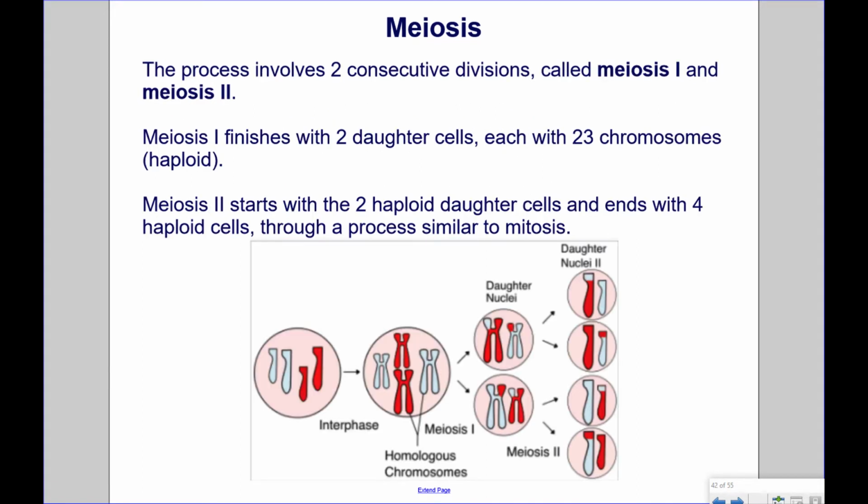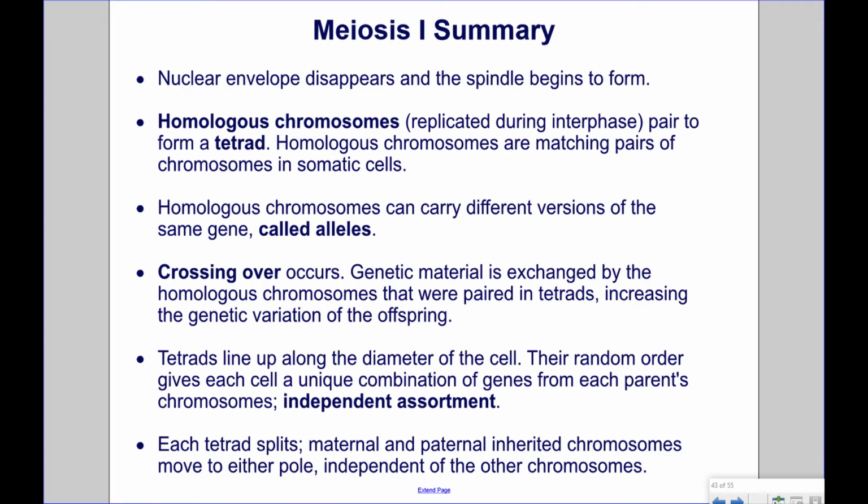Meiosis. The process involves 2 consecutive divisions, called Meiosis I and Meiosis II. Meiosis I finishes with 2 daughter cells, each with 23 chromosomes, so now they are haploid after that first round of meiosis. Meiosis II starts with the 2 haploid daughter cells and ends with 4 haploid cells through a process similar to mitosis.